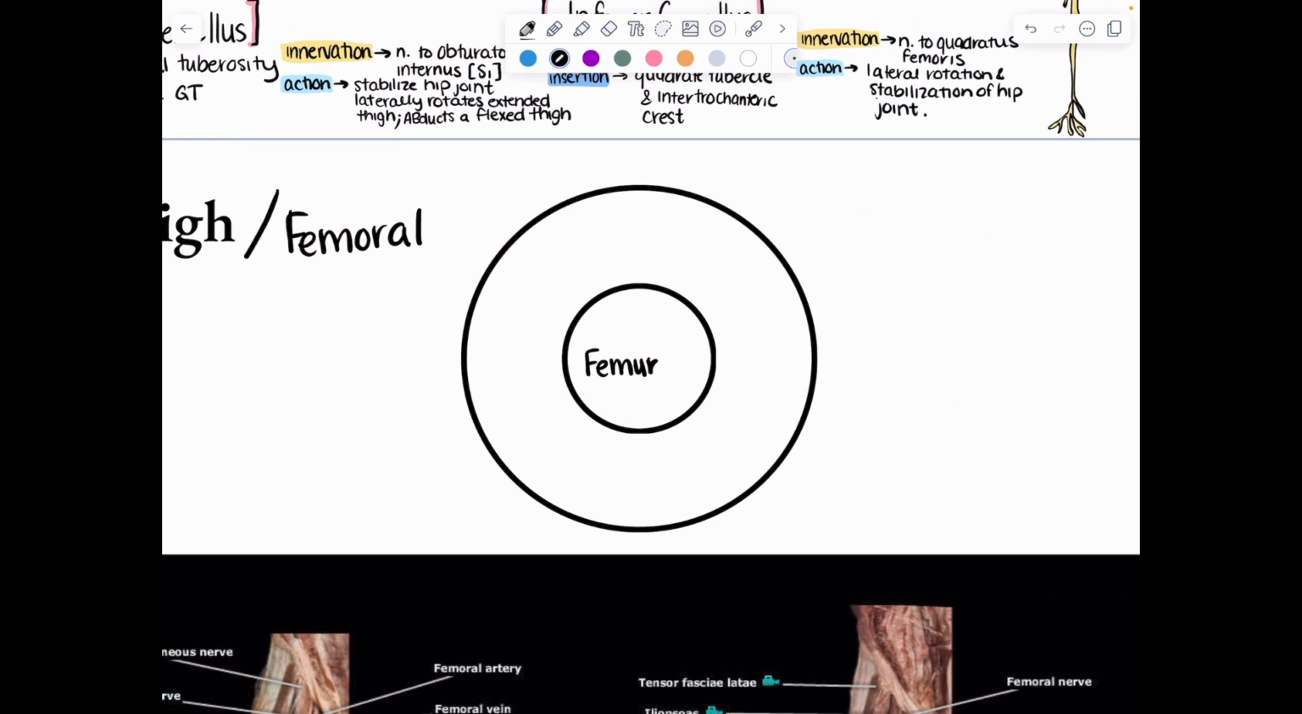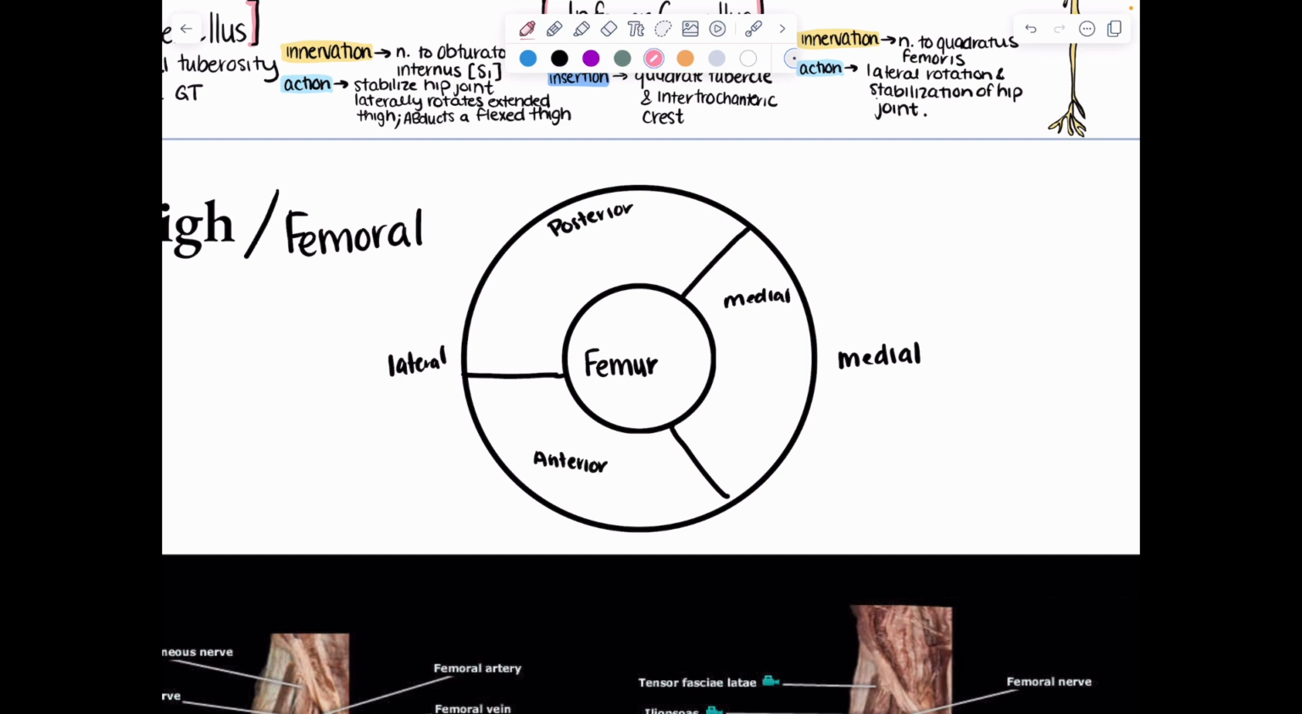And there are actually three compartments. Unlike the upper extremity where we had two compartments in both of our regions, we have three compartments in both of our regions. So on this one, this is going to be medial, this is going to be lateral. I guess we'll do posterior, medial compartment, and anterior compartment.